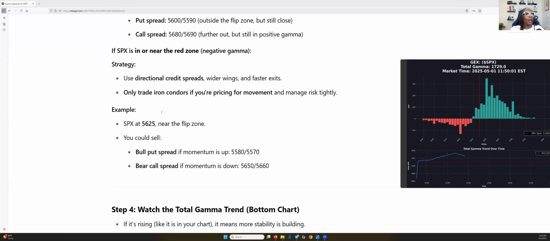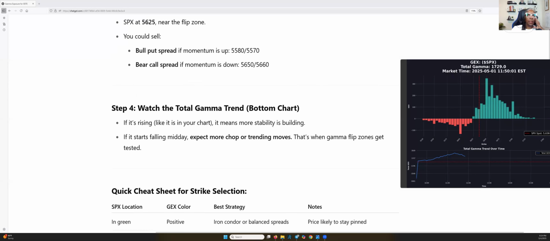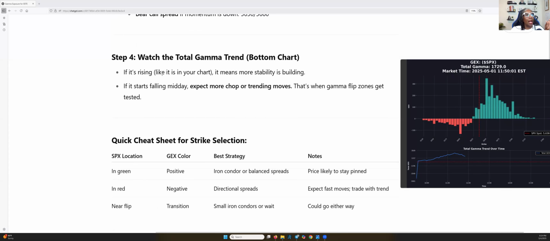See what goes. Okay, watch the total gamma trend on the bottom chart. If it's rising, like it is in your chart, it means more stability is building. If it's falling midday, you can expect more chop or trending moves. That's when gamma flip zones get tested.